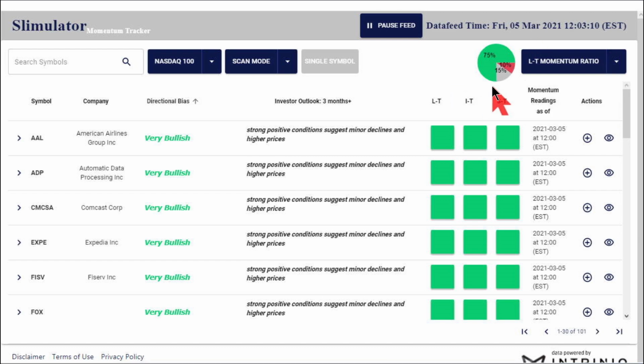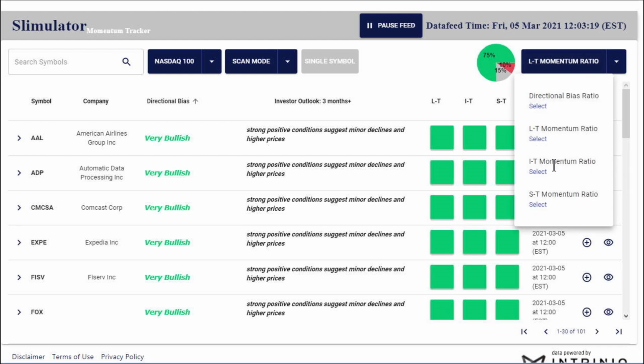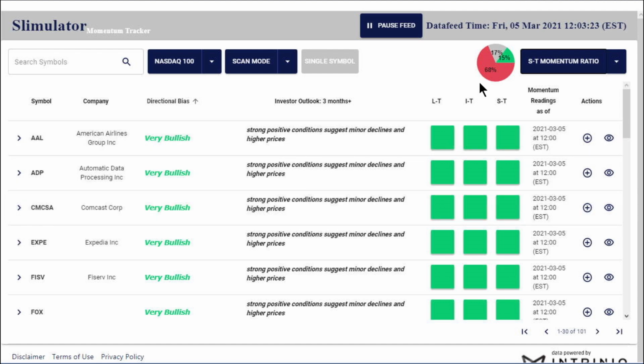So that would give you an expectation that these stocks, even though they're correcting, are still in good shape really long-term. When I go to short-term right over here, momentum ratio, look what's going on. You've got 68% negative. So what it says to you is you're getting short-term corrections under very bullish conditions when I look at that.